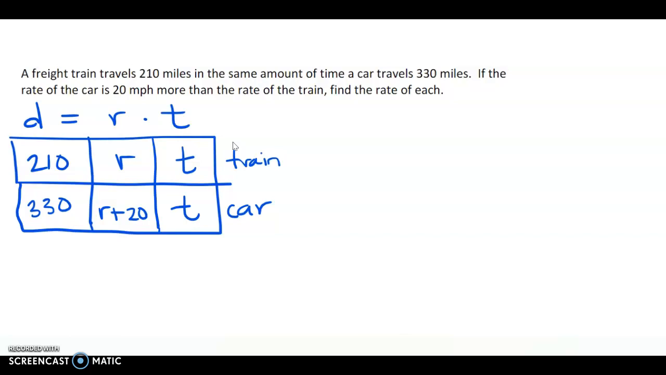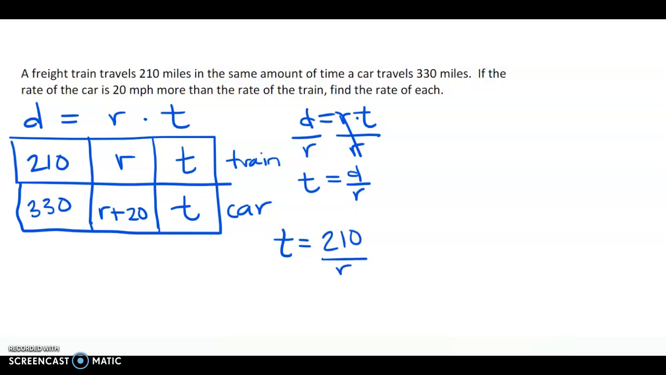Now I'm tempted, since I see t isolated here, let's go ahead and rewrite this equation, distance equals rate times time, and isolate t. We can divide by r on both sides, so those cancel and I end up with t equals d over r. And that's exactly what I'm going to do with these equations. All right, so t equals d over r, which would be 210 over r for the train.